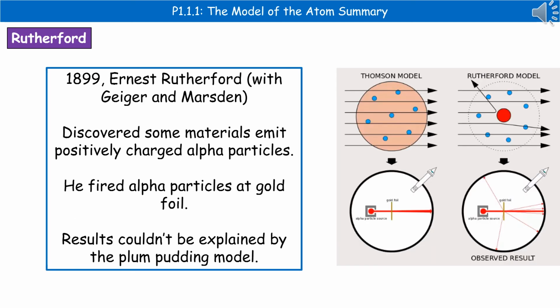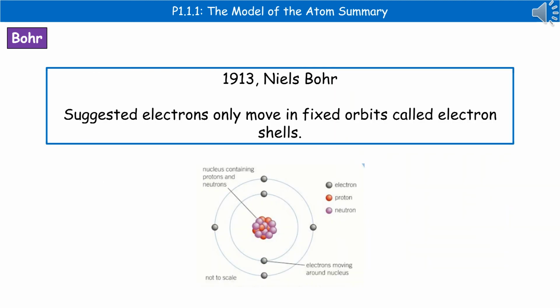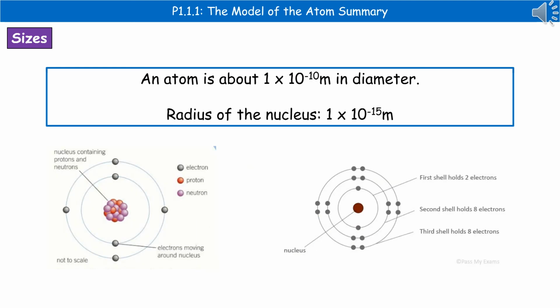The third scientist is Ernest Rutherford, who worked with Geiger and Marsden, and he discovered some materials emit positively charged alpha particles. And when he fired those alpha particles at gold foil, then he couldn't explain his results using the plum pudding model. So he said that the atoms have a nucleus which is positively charged and therefore deflected the alpha particles. The fourth and final scientist is Niels Bohr, who suggested that electrons only moved in fixed orbits called electron shells, and this is still the model we use today.